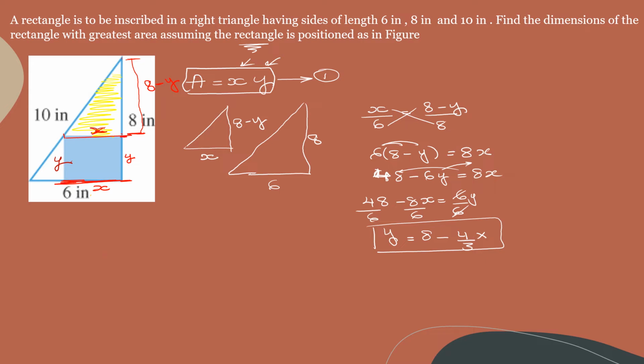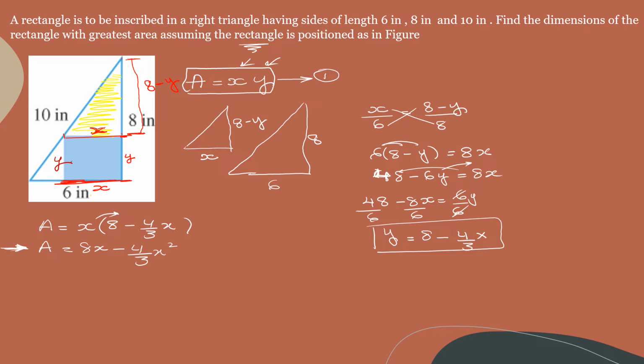So let's see what we will write here. Area equals x, and in place of y we will write 8 minus 4/3 x. Open the bracket. So we will get x times 8 gives us 8x minus 4/3 x squared. So our equation here is our constraint equation, which is given in one variable.